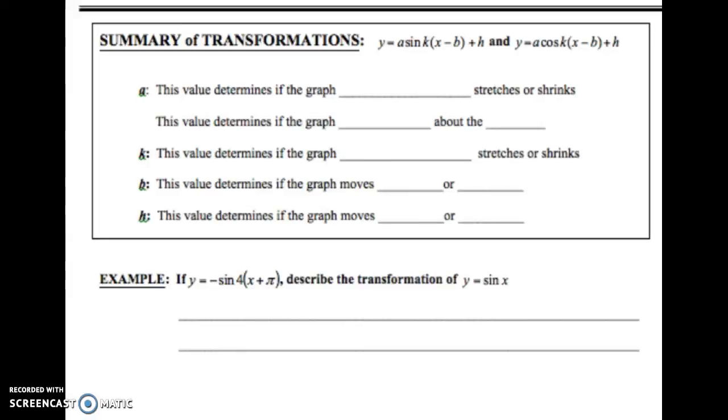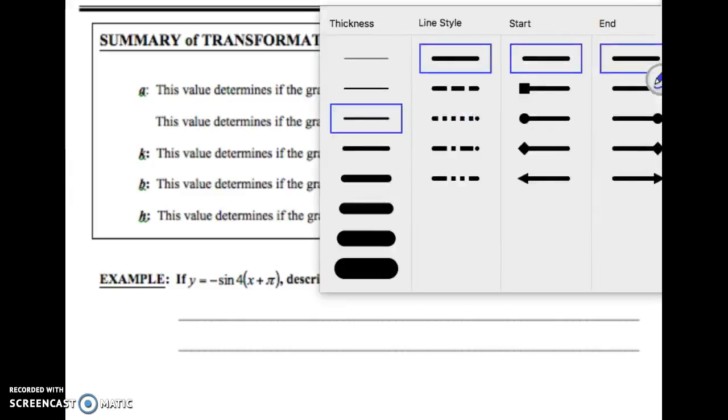This is 5.3 day 2, part 2 here, just finishing up our notes on transformations. So we have this table here with a summary of transformations. We've got our y equals sine x function and our y equals cosine x function, and then all the different things that we can do to our graphs.